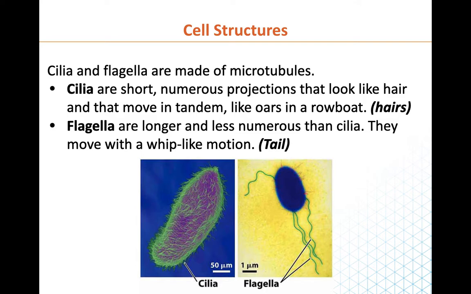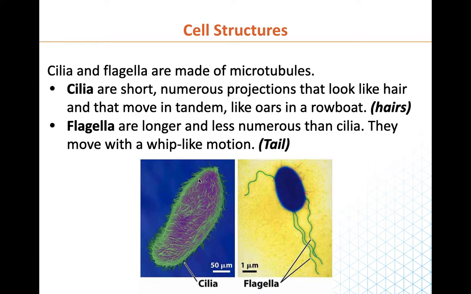All right. So the two structures that we're going to talk about today, which are both made up of those proteins, are cilia and flagella, okay? Cilia and flagella can be found on different cells, and they basically are important when it comes to the movement of cells from one place to another. So cilia are short, numerous projections that look like hair and that move in tandem motions like the oars of a boat, right? So they help something to move from place to place.